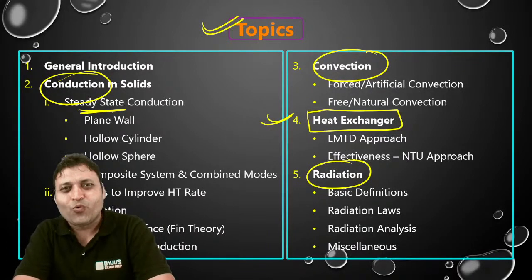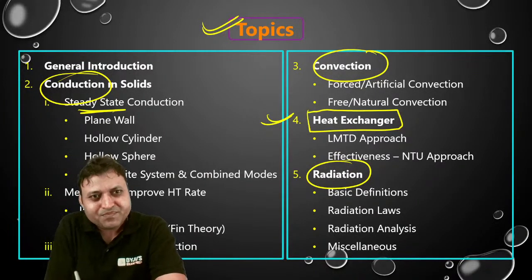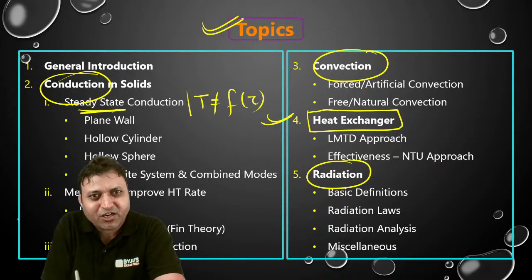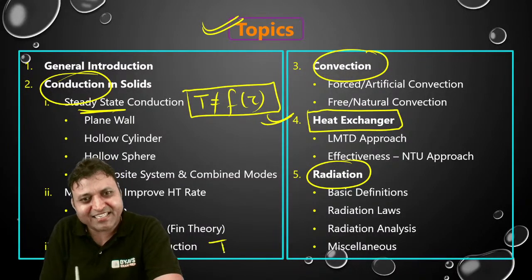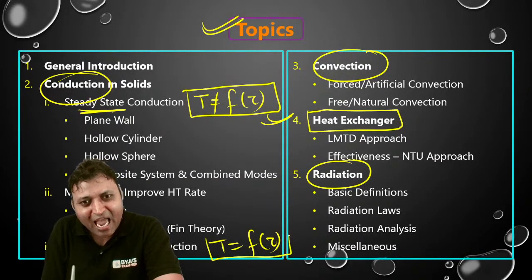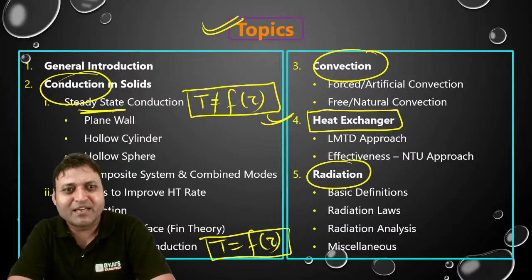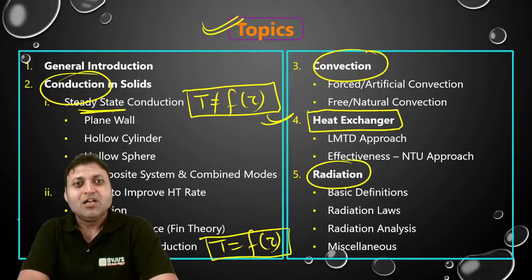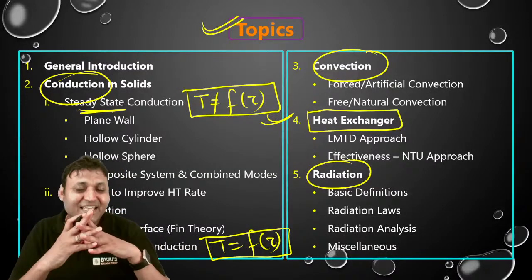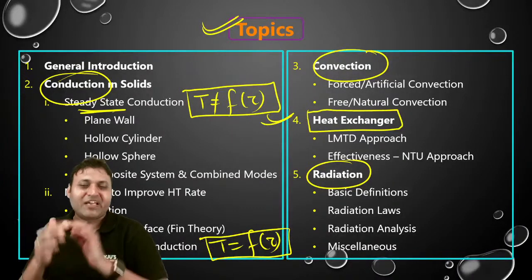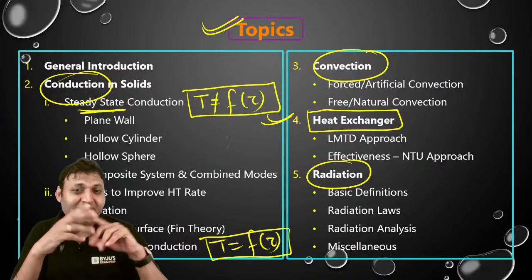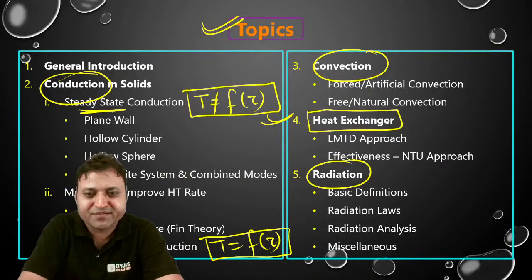Steady state means the temperature does not change with time. The system is in steady state when the temperature is not a function of time. And the system is in unsteady state when the temperature becomes a function of time. When time is a variable parameter, then it becomes unsteady state. When the parameters do not change with time, then it is called steady state. All right. So the most important and the most lengthy topic of heat transfer is conduction, where we cover steady state, unsteady state, as well as the various methods to increase the rate of heat transfer.